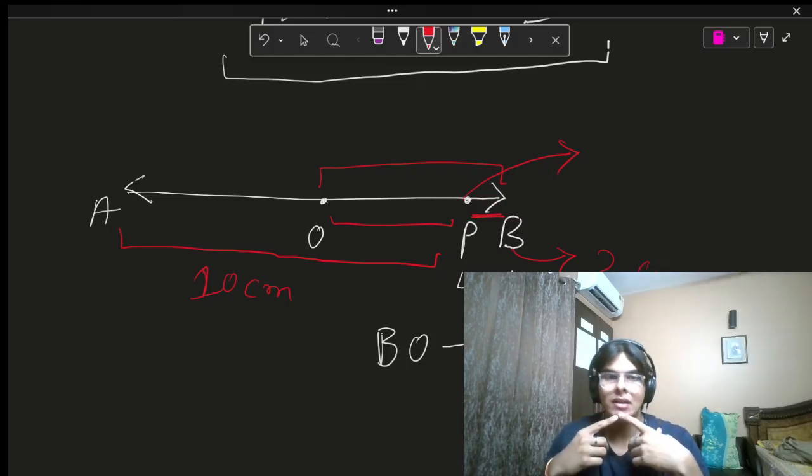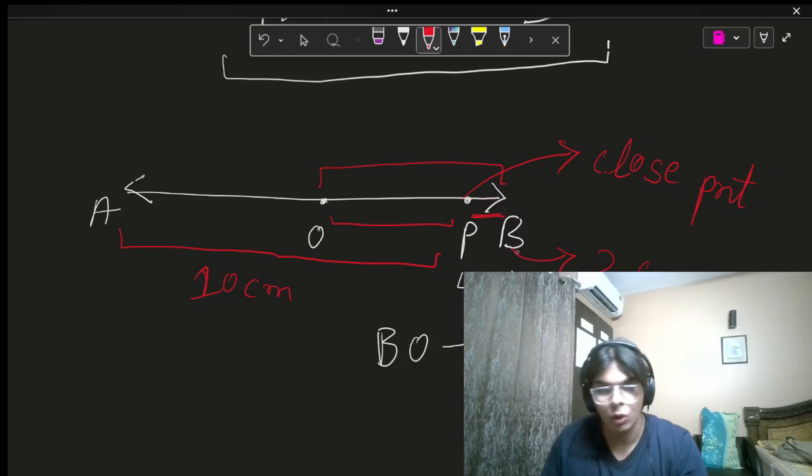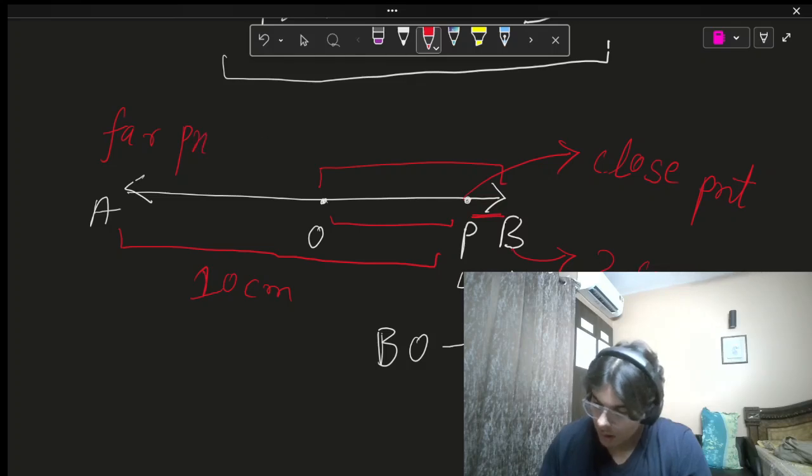Why am I able to make this conclusion for this simple example? Because I can distinguish between the far points and the close points. So maybe P can be called a close point. Why? Because it is close to B. Simple as that. See, it is so close to B. And A, maybe I can call it a far point. Why? Because A is too far away from P.